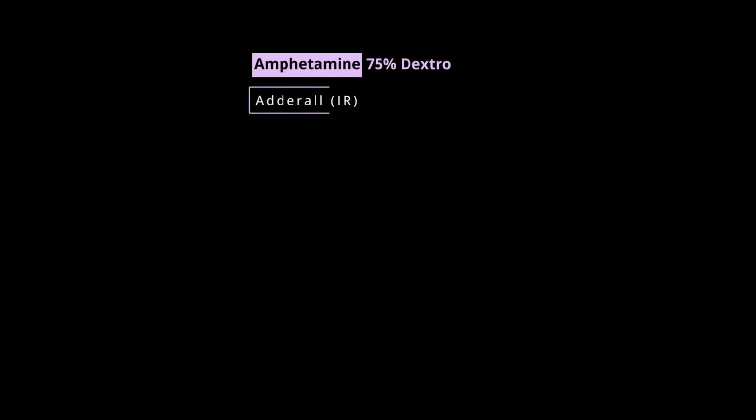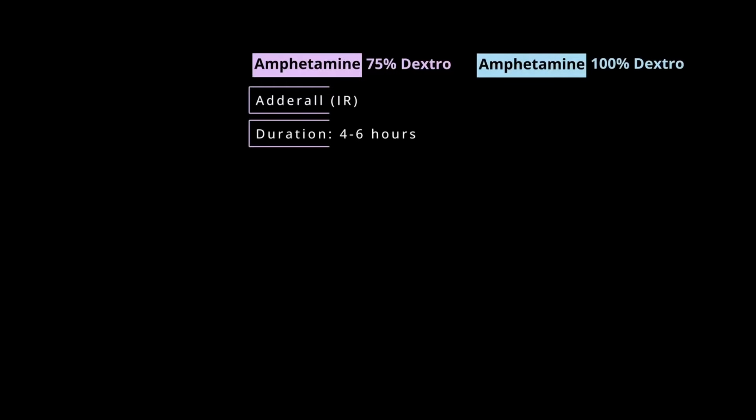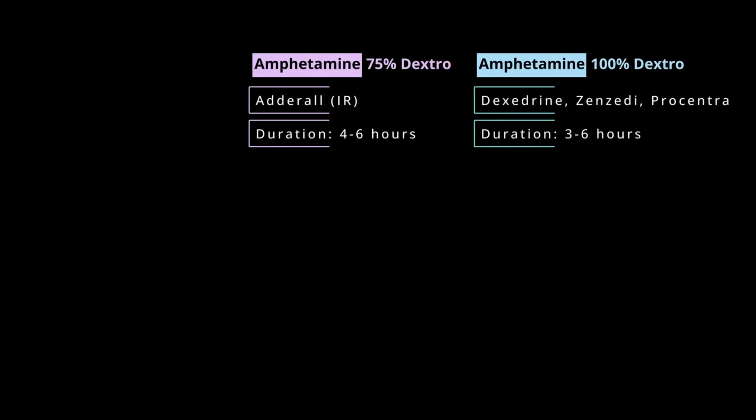All right, so to review all the instant release medications, for the amphetamines, there's Adderall with a duration of action of 4 to 6 hours and an isomer mix of 3 to 1. Then there's the instant release of just the pure dextroamphetamine. That's called Dexedrine or Zenzetti or Procentra. These have a duration of action of about 3 to 6 hours. Then there's an instant release of a racemic mixture, a 1-to-1 ratio of amphetamine, and that's called Evekeo.